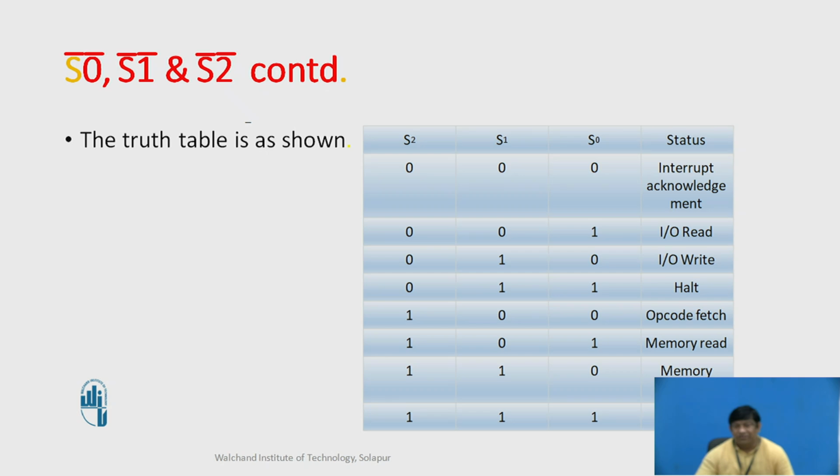If only S0 is 1, then it is IO read. If only S1 is 1, then it is IO write. If S1 and S0 are 1, then it is a halt. If only S2 is 1, then it is an opcode fetch. When S2 and S0 are 1, then it is a memory read. When S2 and S1 are 1, then it is a memory write. And when all are set to 1, then it is passive.